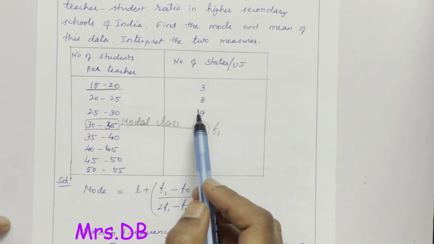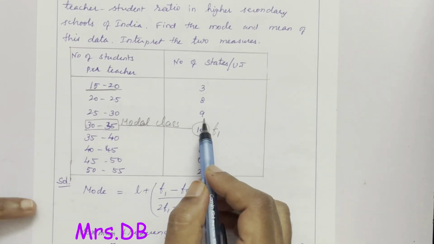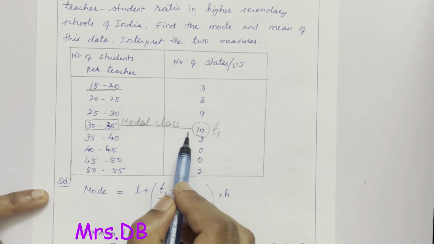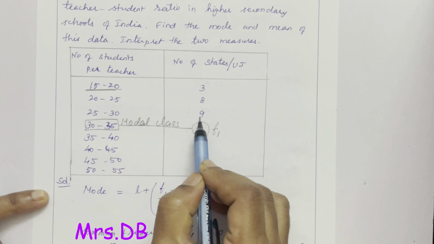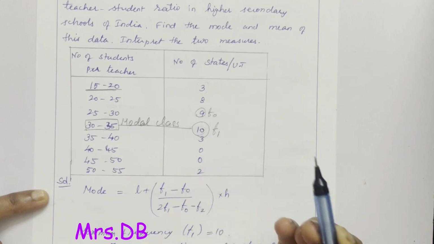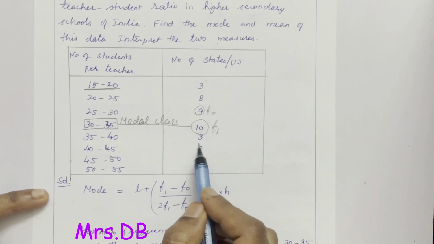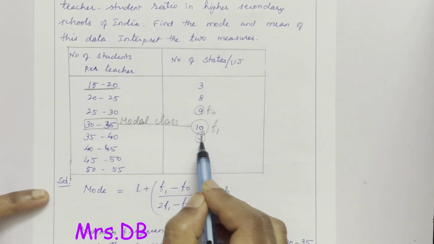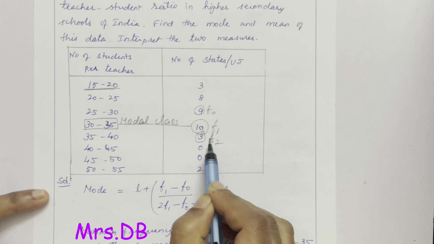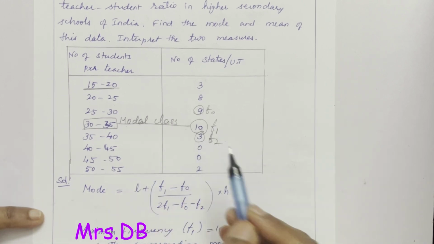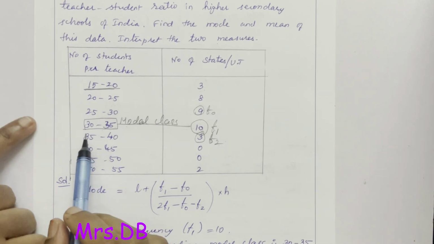Next, we have to calculate F0 and F2. F0 means the frequency of the class preceding the modal class. This is the modal class, so before that, this is F0. This is the frequency before the modal class. The frequency after the modal class means this one. This is F2. Frequency of the class after the modal class is F2.